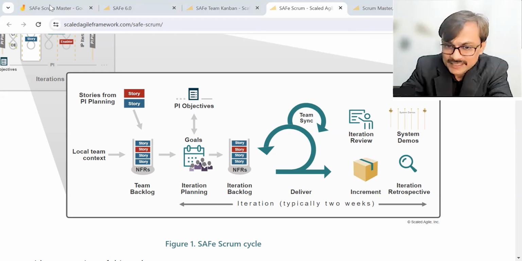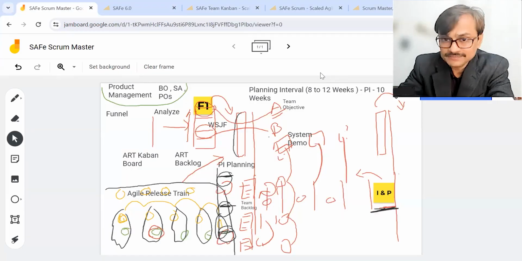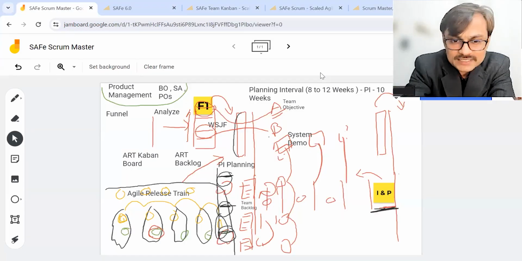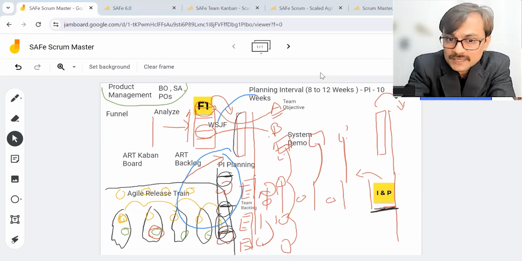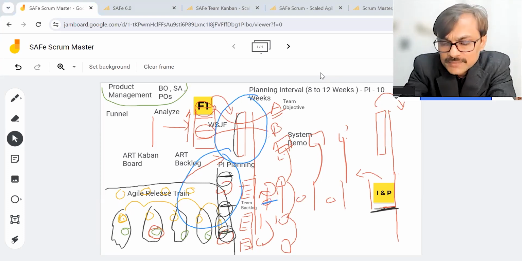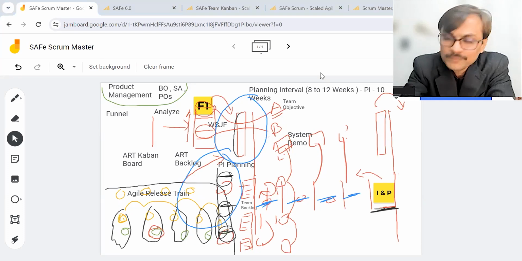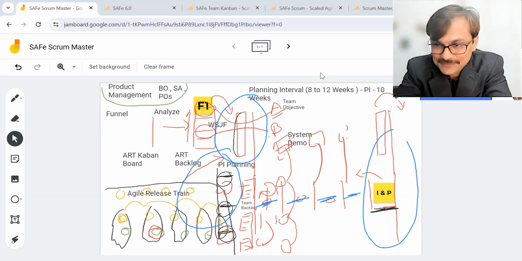So I go back to my initial diagram. You have learned what the Scrum Master is doing before the PI planning meeting. You have learned what the Scrum Master is doing during the PI planning meeting. And you have learned what the Scrum Master is doing in typical iterations, which are 4. Now, what is left? What is the role of a Scrum Master during the innovation and planning iteration?